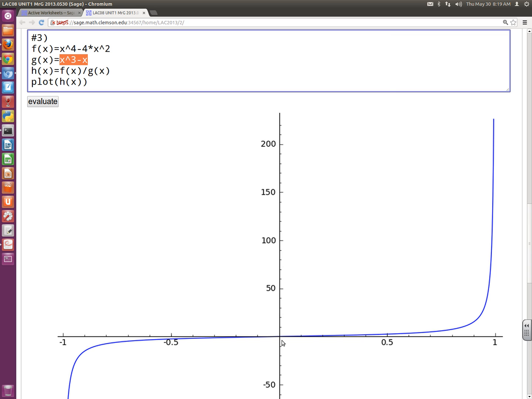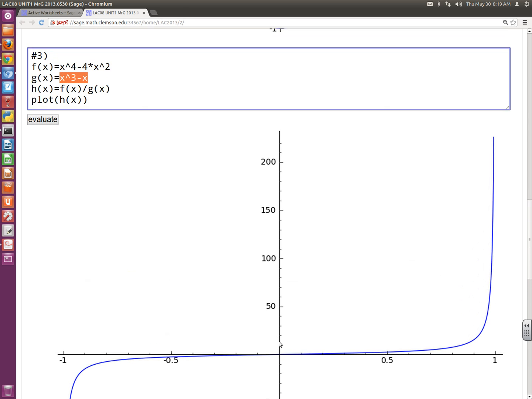Because Sage is evil. Can we do simplify? Yeah, Sage doesn't do it. Yeah. Can we do simplify? Yeah, I don't think it'll graph it though.